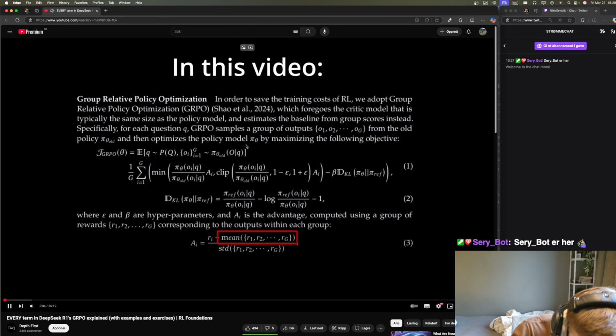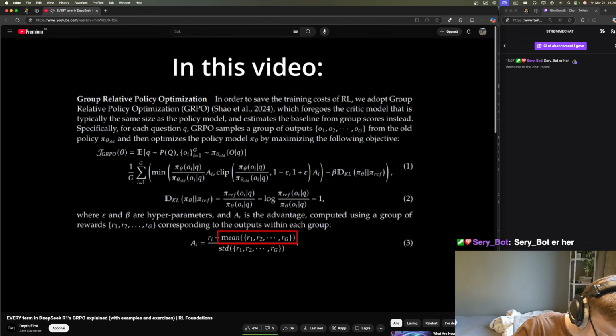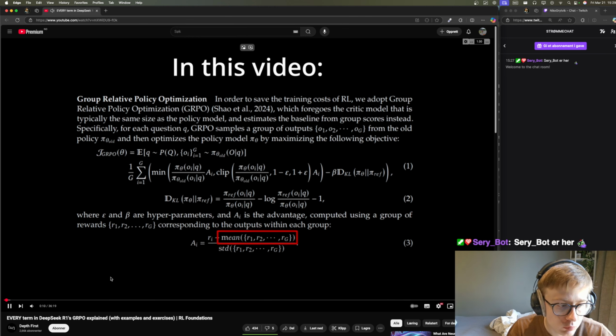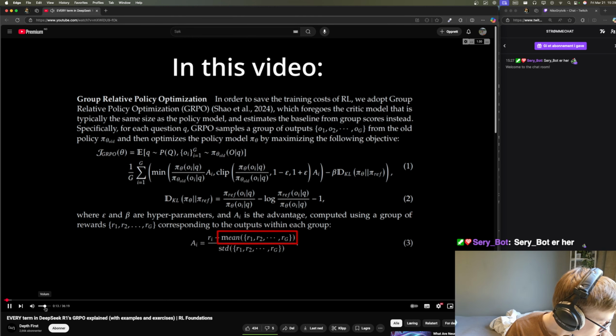GRPO. It fundamentally depends on this concept of an advantage, which is computed by adjusting the raw reward based on the average performance of the group. In other words, relative to the group.